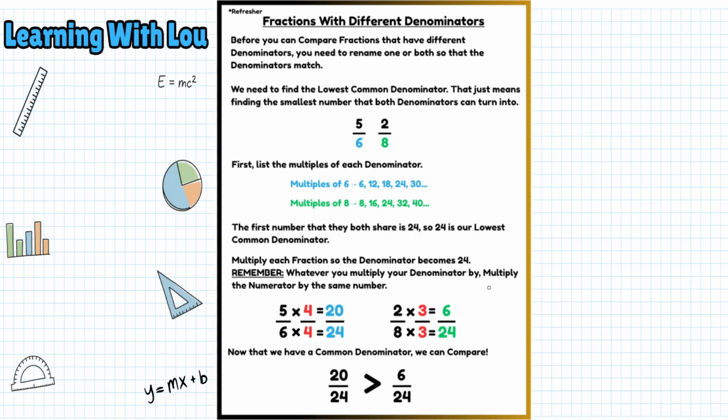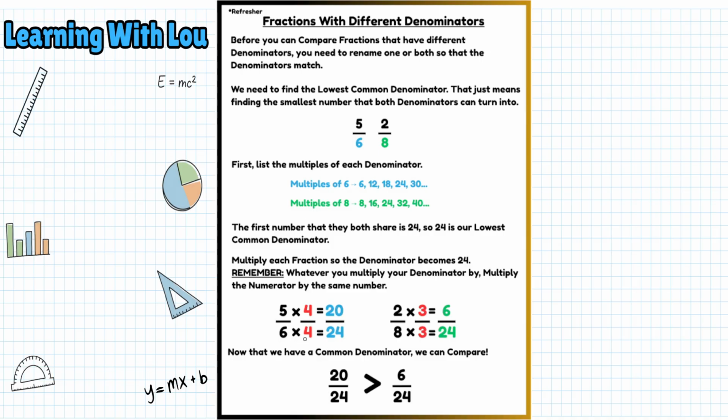Now that I know what my lowest common denominator is, I have to change my denominators, that way I can compare them. And if you haven't already, I think it would be a great idea to go check out my equivalent fractions video, because that will make this process make a little bit more sense to you. So I need to multiply my denominators so that they both can become 24.